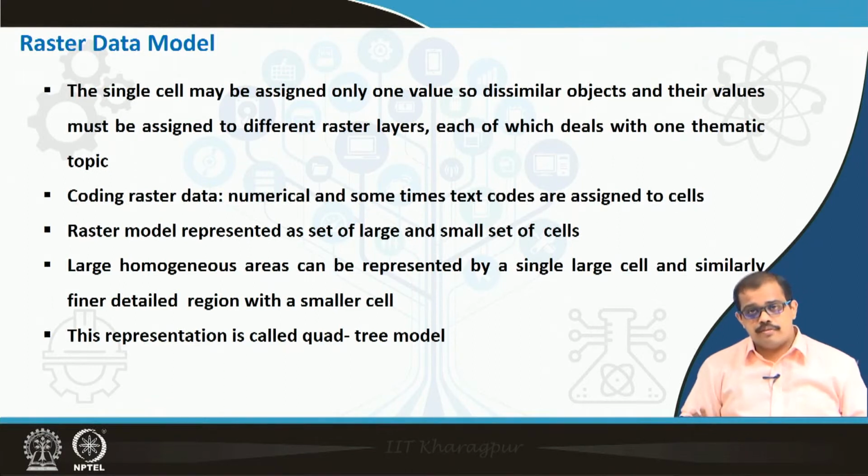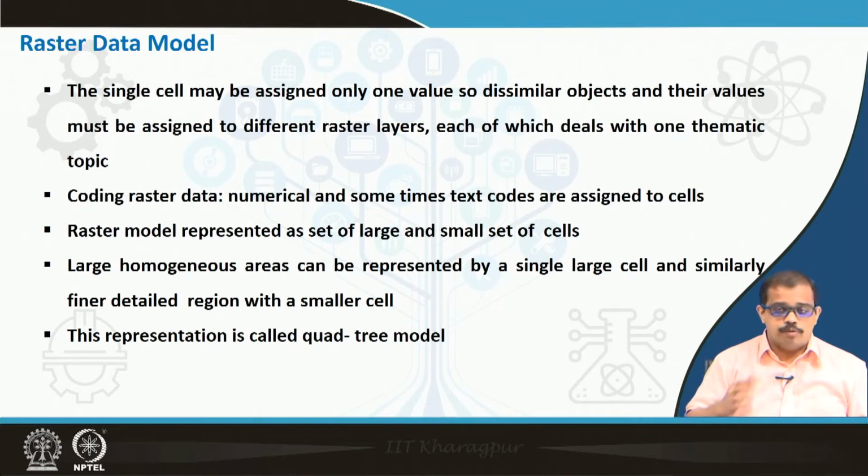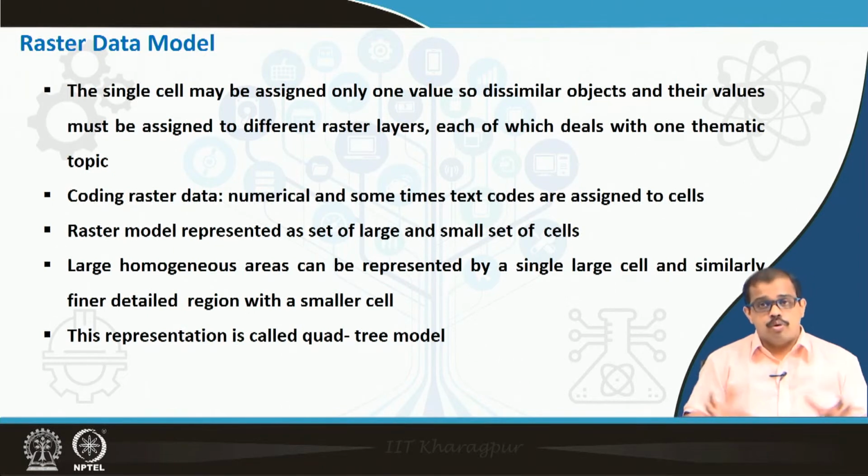It can be a large set of cells or a small set of cells. That is how you normally represent raster data. A large homogeneous area can be represented by a single large cell, and similarly a finer detailed region will be represented with smaller cells. So that is how we group the larger region versus the smaller region. This kind of representation is called a quadtree.